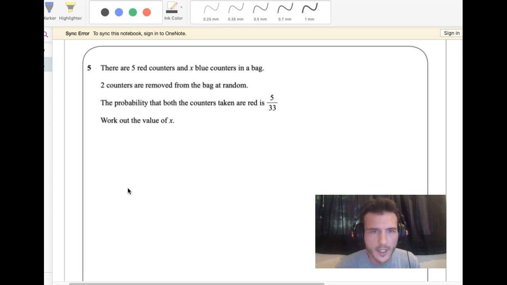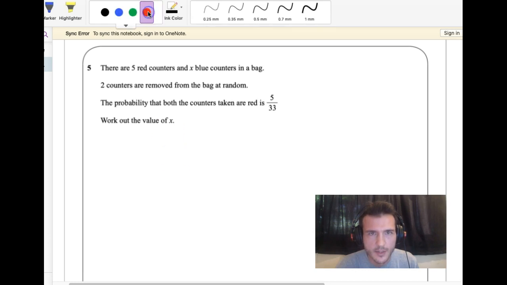So, there are 5 red counters and X blue counters in a bag. 2 counters are removed from the bag at random. Probability that both the counters taken are red is 5 over 33. Work out the value of X.